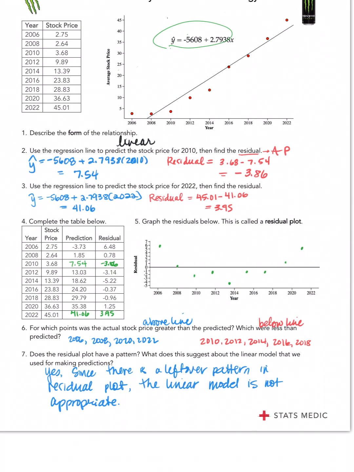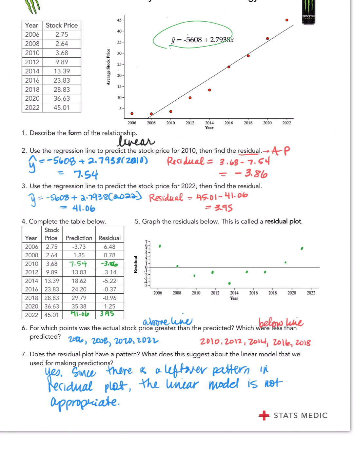So it says for which points is the actual stock greater than the predicted? Well, actual would mean it's above the predictions. So that would be 2006, 2008, 20, and 22. And which were less than? Well, those are the below the line points, right?